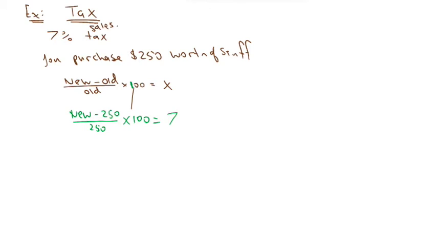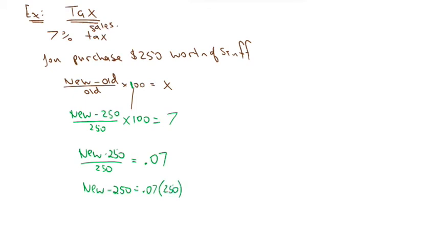So again, the same steps are going to apply. Divide by 100. We're going to get new minus 250 divided by 250 is equal to 0.07. When you take a decimal or a number divided by 100, you move the decimal 2 places to the left. The next step would be to multiply by 250. So you're going to get new minus 250 is equal to 0.07 times 250.